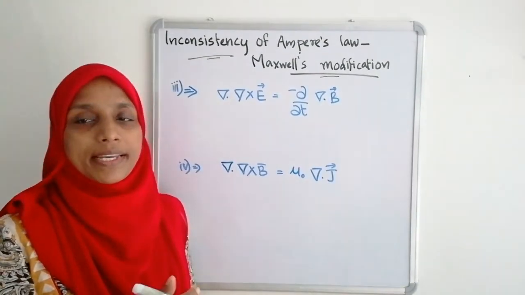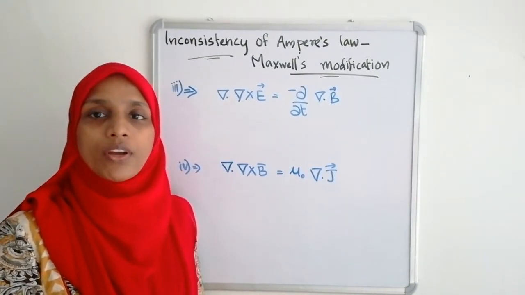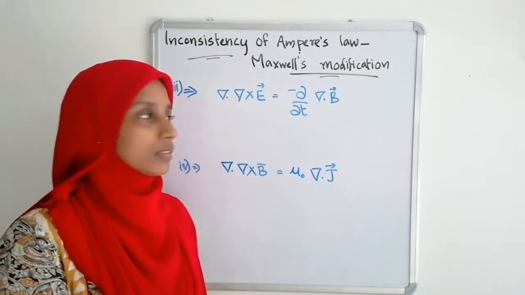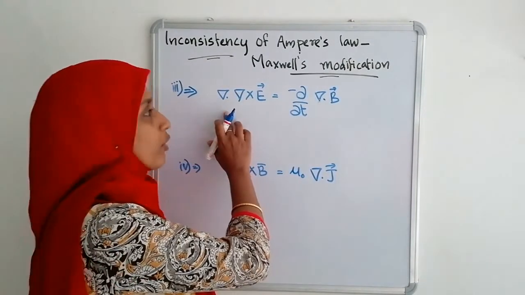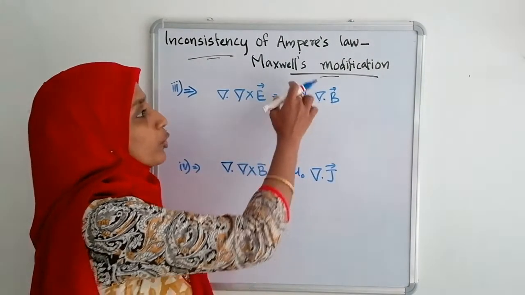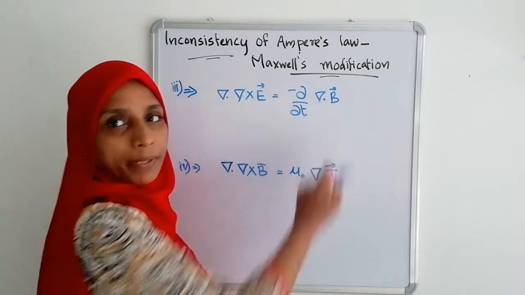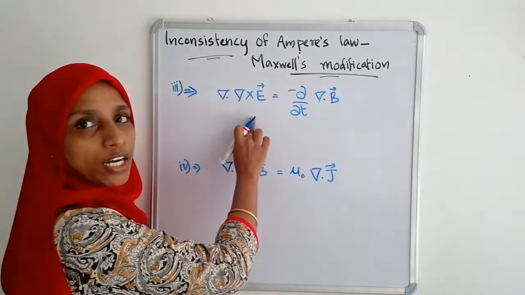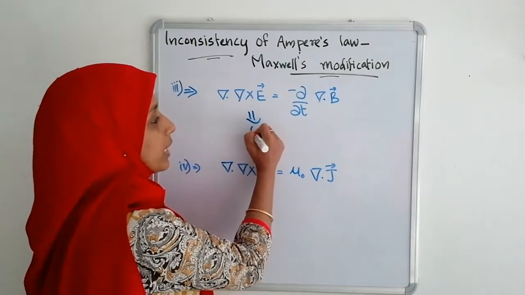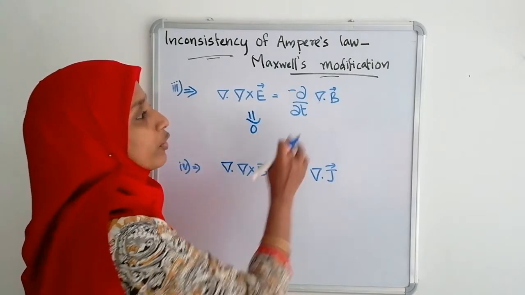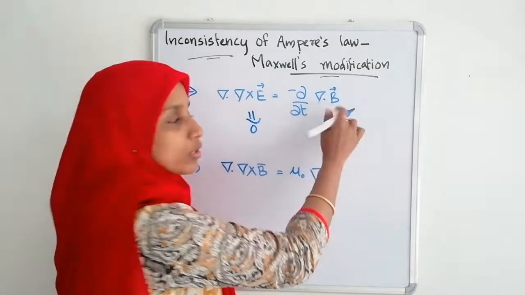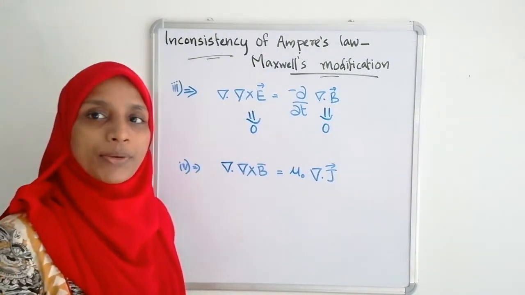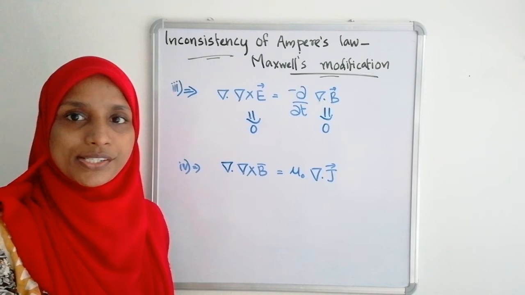To prove that inconsistency of Ampere's Circuital Law, we can consider the two curl equations del cross E and del cross B. Then first take the divergence of del cross E is equal to minus dou by dou T of del dot B. In this equation, we can consider the divergence of a curl of a vector will be equal to 0. And also, according to the previous equations, del dot B also will be equal to 0. So, this equation is consistent with this application.